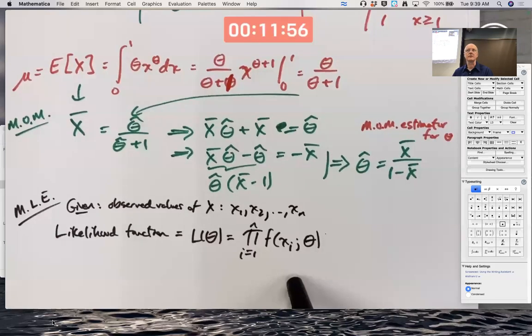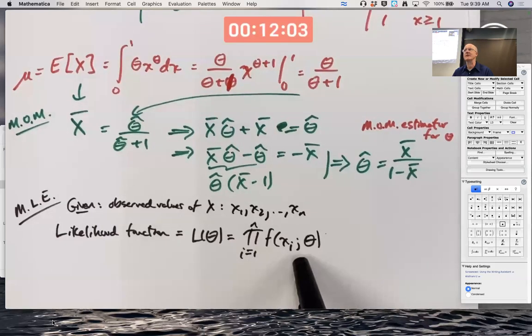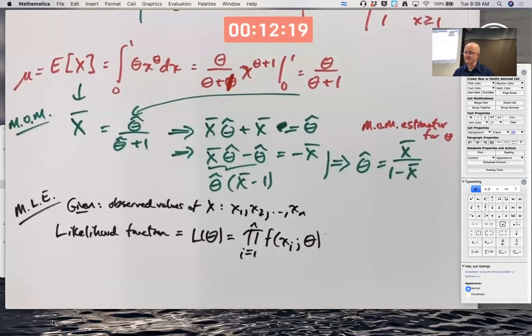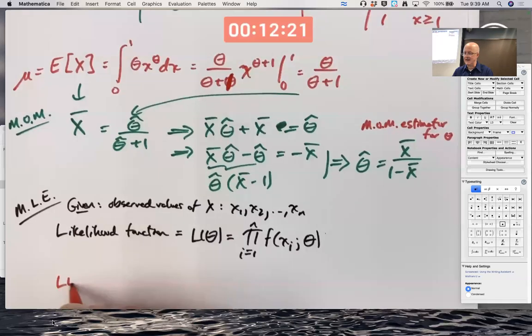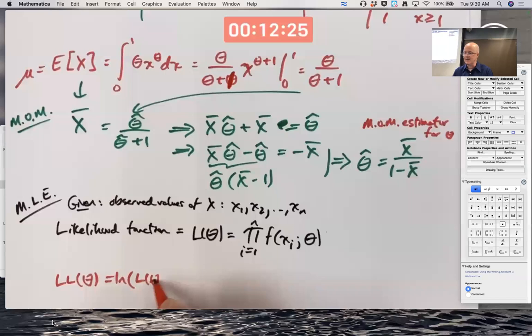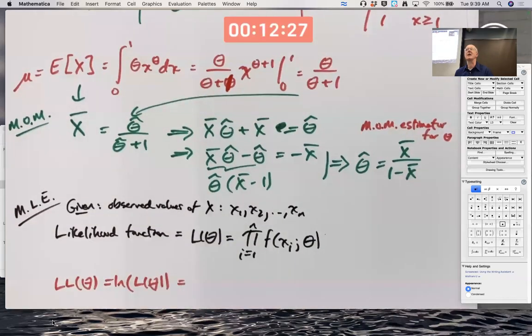Take its derivative, set it equal to 0, solve for theta. Unfortunately, remember, typically doing it this way is a difficult thing to do because you've got a product of a bunch of things. You'd have to use the product rule n times. It is possible. It's just not so nice. So instead, we maximize the log likelihood function, LL of theta, the natural log of L of theta, because logarithms convert products to sums.